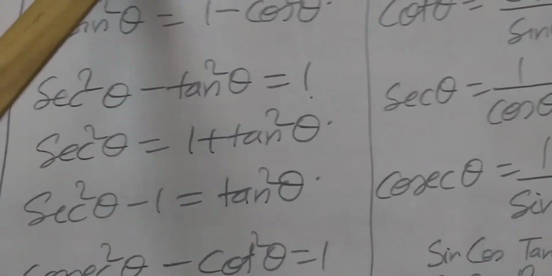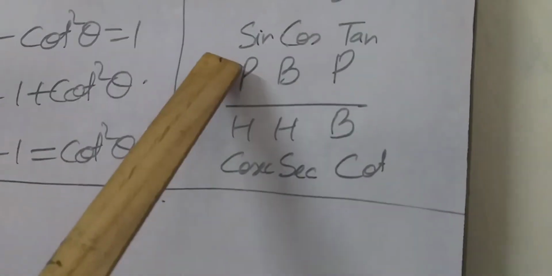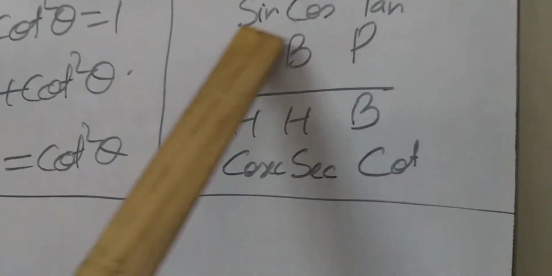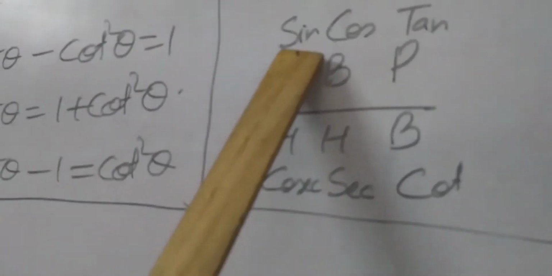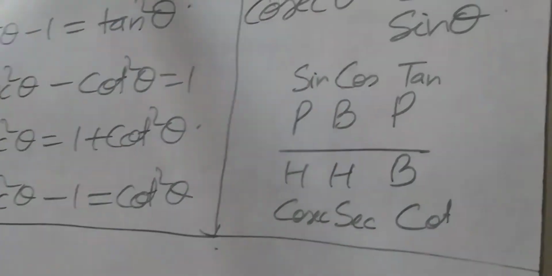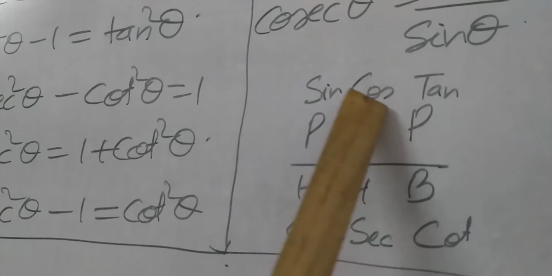And we learn these identities by this method. If they are coming together, then we have to put plus sign between them. Sin square theta plus cos square theta equals to 1. Plus sign is there because sin and cos both are together here.